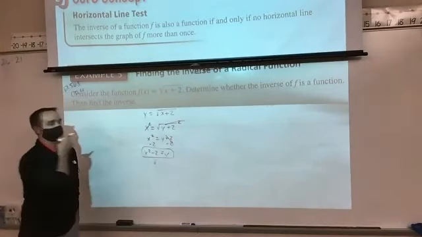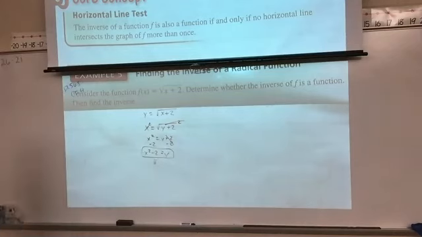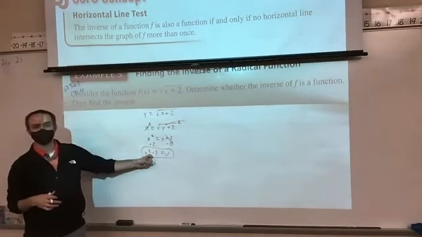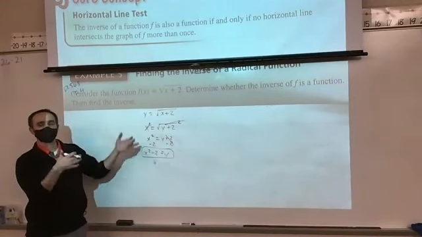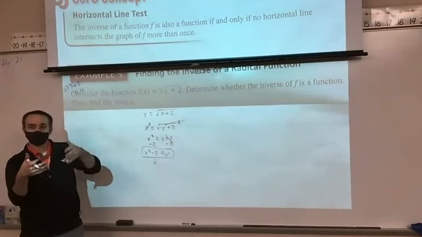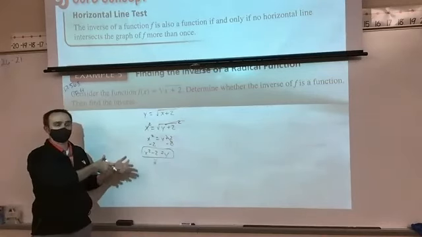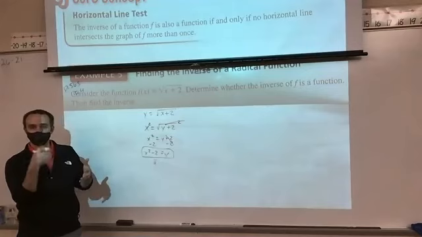So what we know by these last two examples is that something that is quadratic, right? This is quadratic because it's got the x squared. The inverse of a quadratic is a square root function. The inverse of a square root function is a quadratic. They go back and forth.